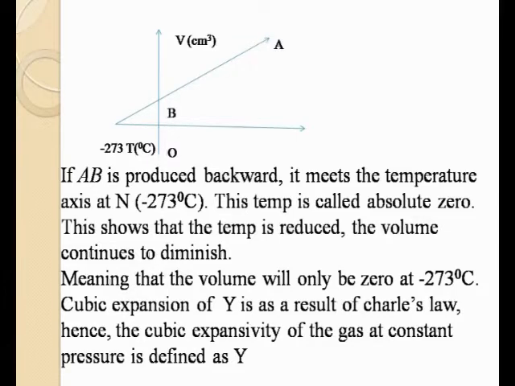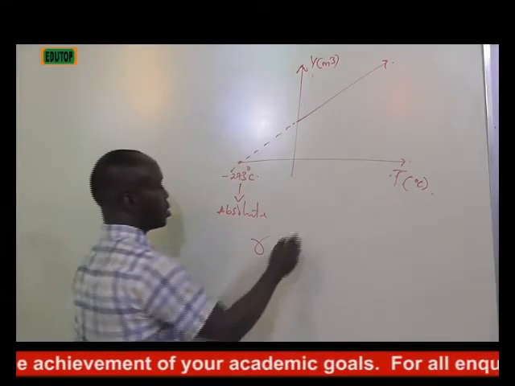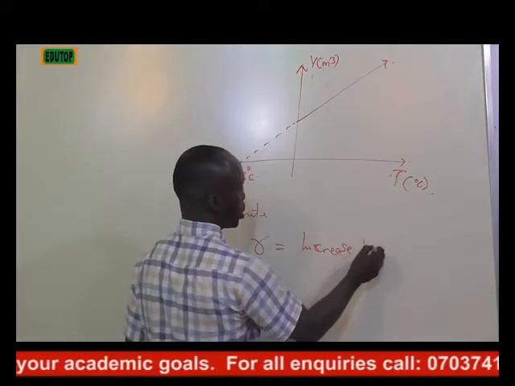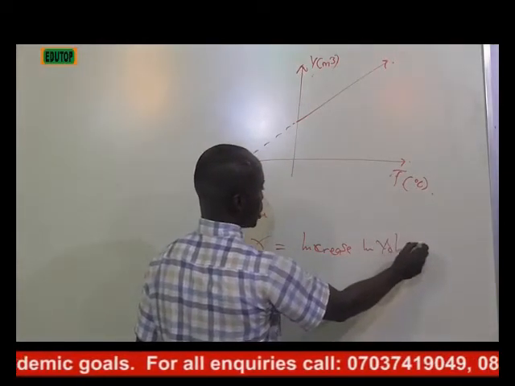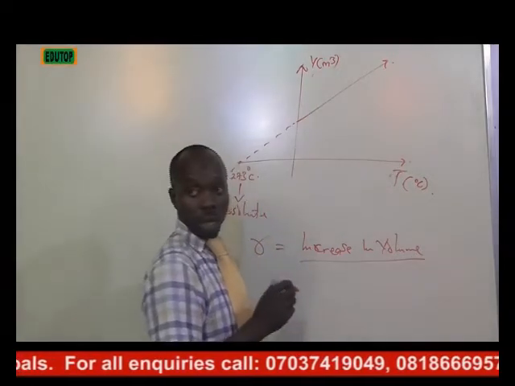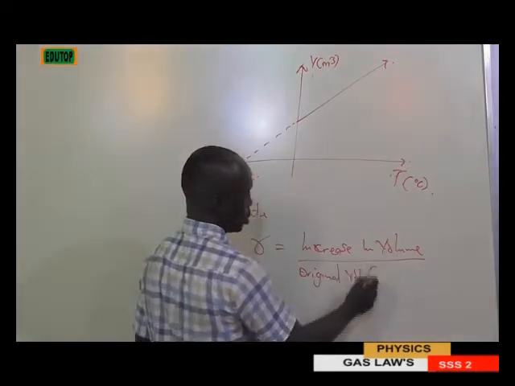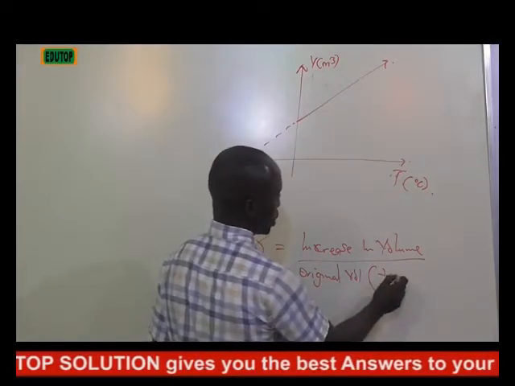Now, cubic expansion of gas. It is as a result of the Charles law, and the cubic expansion of gas at constant pressure is defined. You understand? You need to get this one straight. Cubic expansion of gas as a what? Increase in volume. You know, under linear expansivity, I think we've done this in our SS1 series. Increase in volume over what? Original volume into what? Temperature rise.